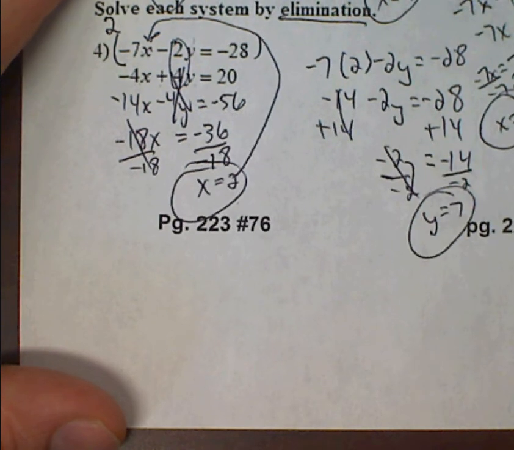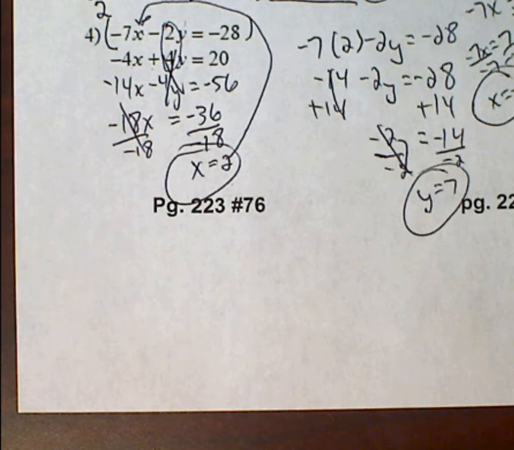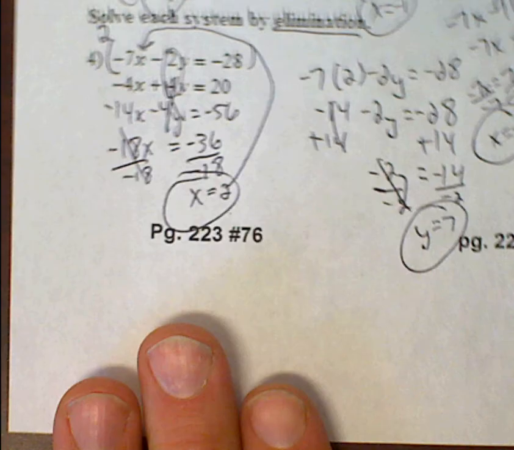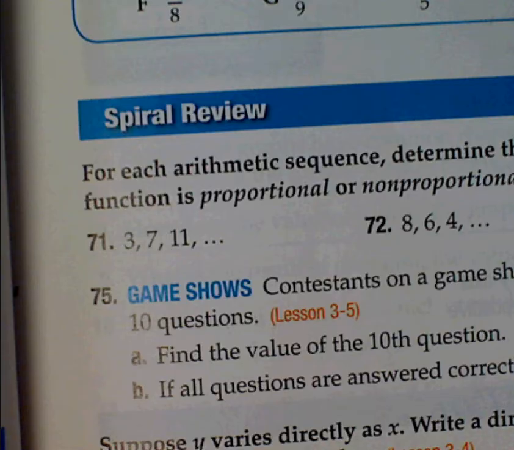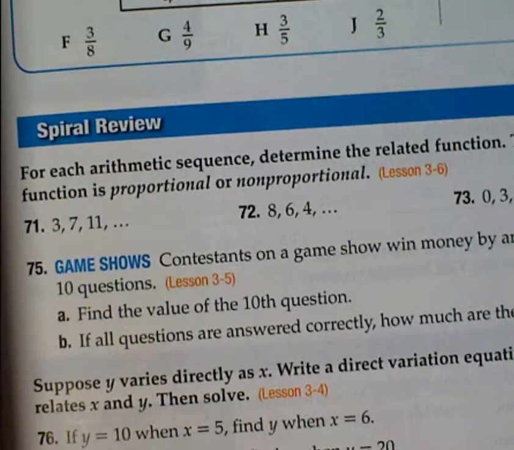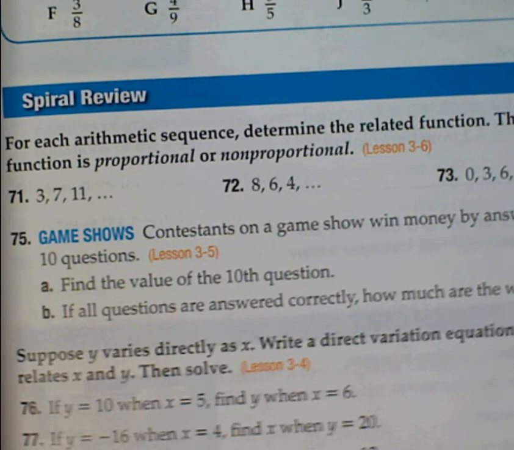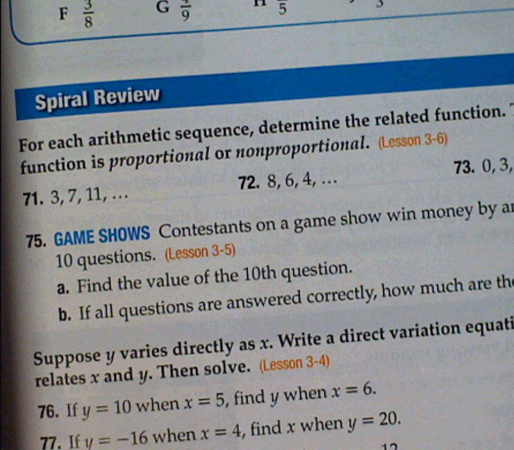Page 223, number 76. On number 76, it says, suppose y varies directly as x. Write a direct variation equation that relates x and y, then solve.